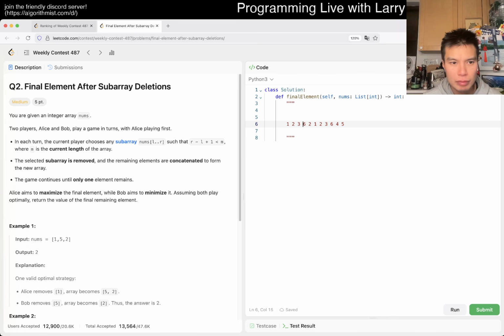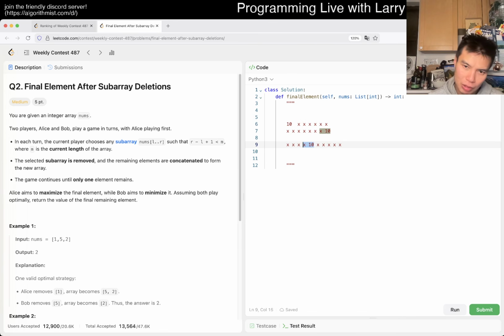Okay, so let's see if I can do induction. If the max score is at the end, then obviously Alice wins, right? Okay. Then if not, then what happens? Okay, let's say there's max here, right? Then what does Alice try to do? Would Alice try to remove everything? I mean, no, because you know that Bob would do it afterwards and maybe leave you with a small number, right?